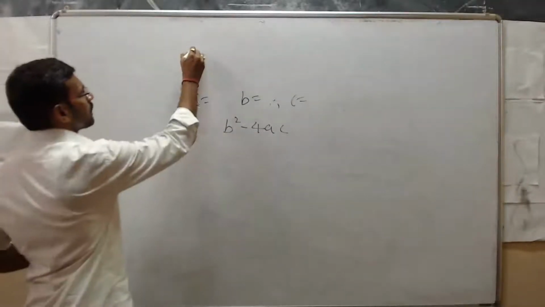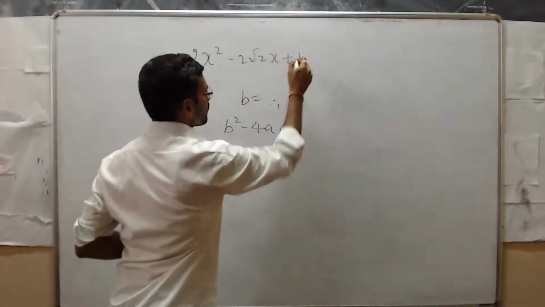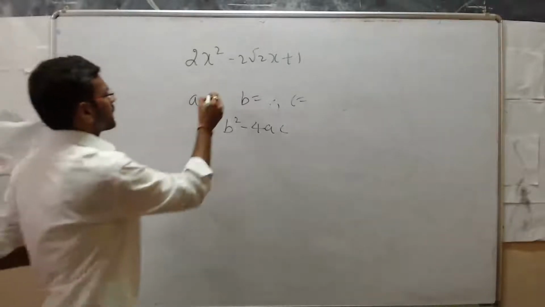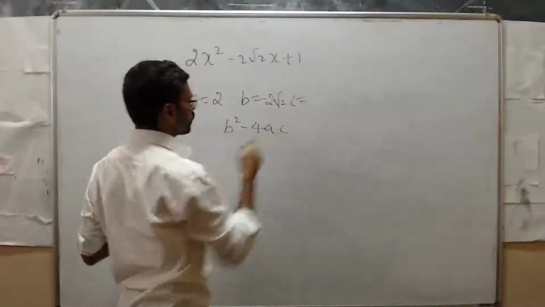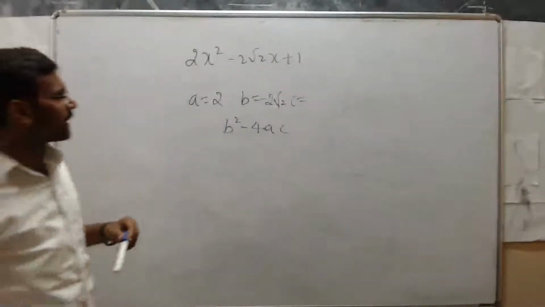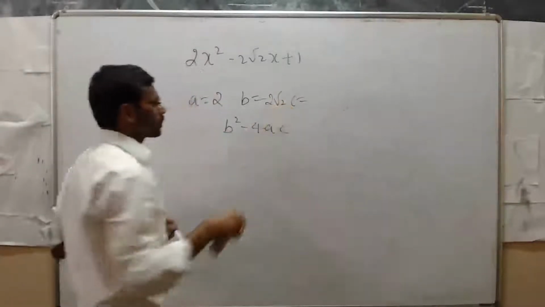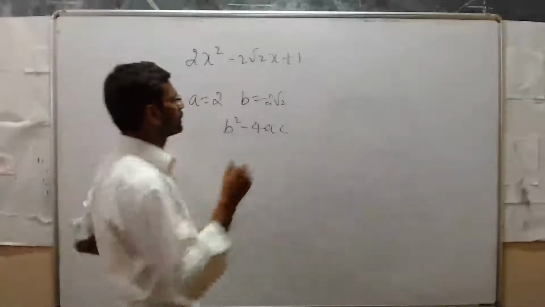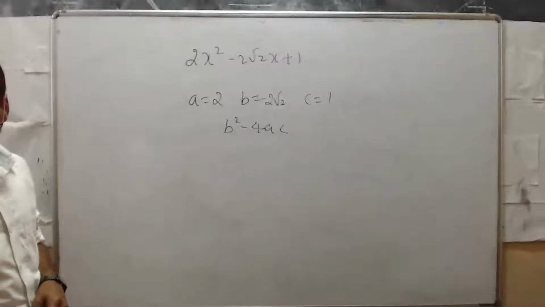2x square minus 2 root 2x plus 1. A is nothing but the coefficient of x square, B is the coefficient of x, minus 2 root 2. And C is the constant term, which is 1.